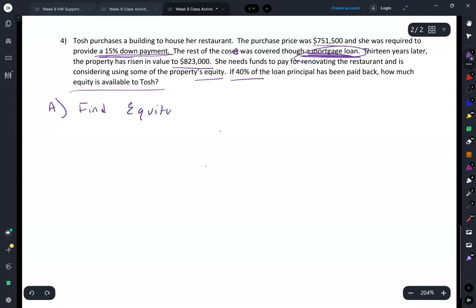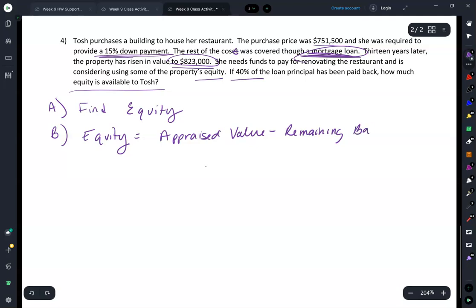Formulas that you need that you may not know would be equity. It's the value that you have left. So it's the new value here, the appraised value is what that would be called in the real estate guide, minus the remaining balance on the house. Okay, so we are given the appraised value here of $823,000, but we don't know this remaining balance, but we have some pieces.